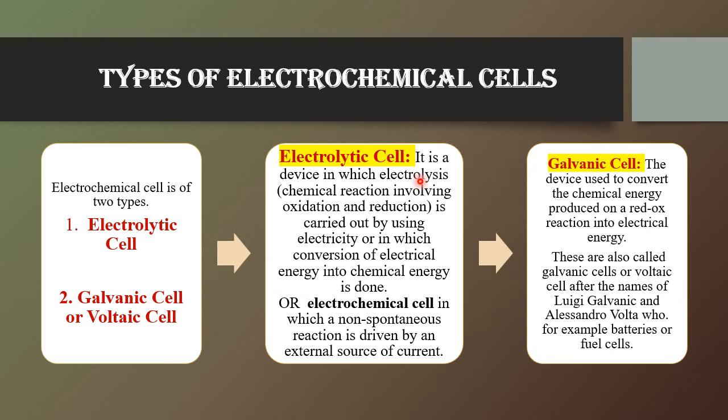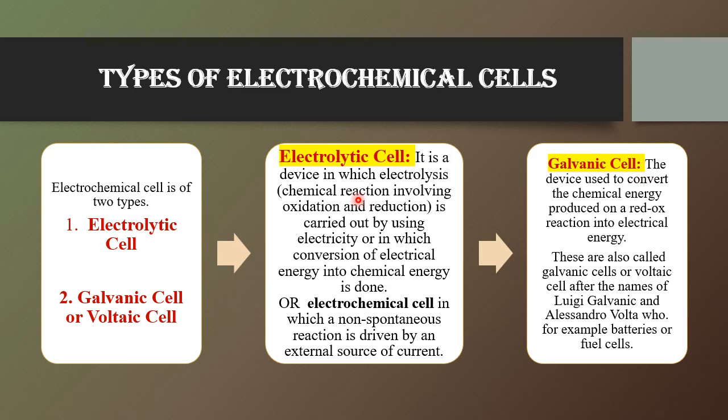So basically, an electrochemical cell in which a non-spontaneous reaction is driven by an external source of current is known as the electrolytic cell, and it converts electric energy into chemical energy. The chemical energy that is generated is basically the redox chemical reaction occurring inside this cell. The second electrochemical cell is the galvanic or voltaic cell.